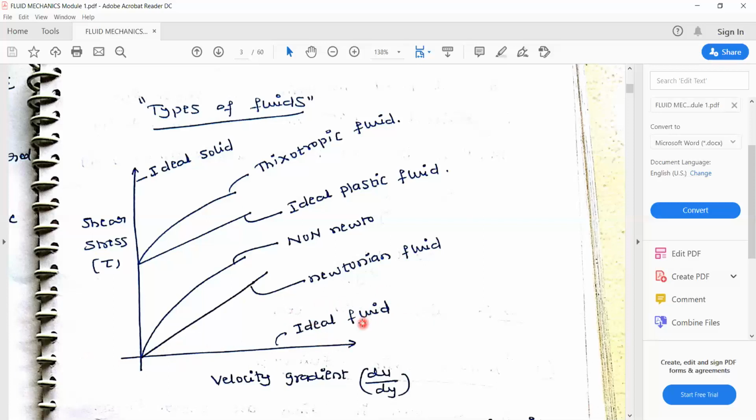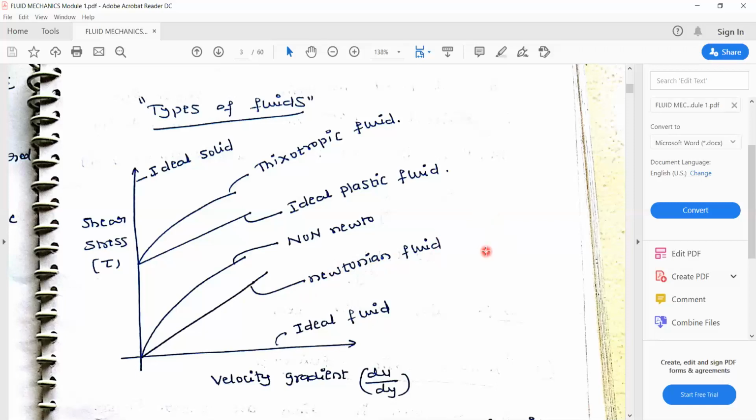Then if you come to real fluids, what are real fluids? Real fluids are whatever fluids are available in nature, which offer all the properties of the fluid. Then again, the Newtonian fluid. What is a Newtonian fluid?